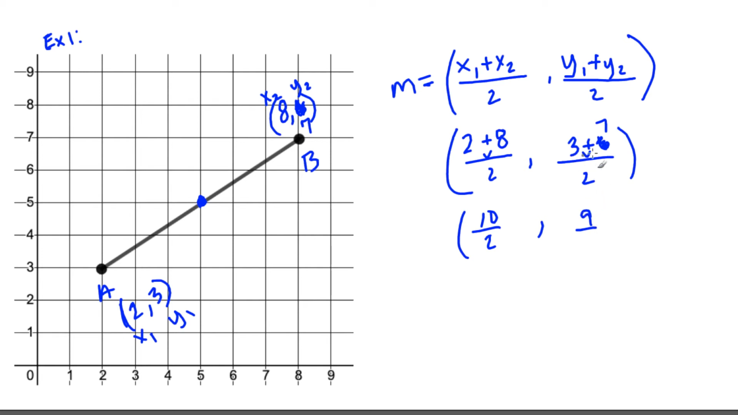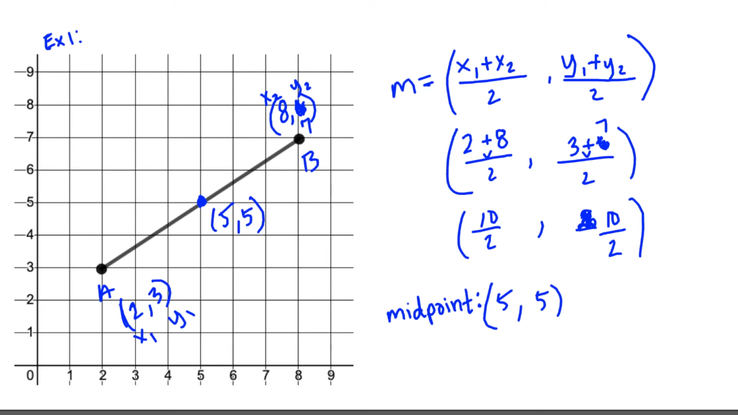And 3 plus 7 is 10. And 10 divided by 2 is 5, and 10 divided by 2 is 5. So this is the midpoint. I have to put MP for midpoint. That doesn't seem geometry friendly. I'll just write midpoint. And we can tell it's actually right here, like 5, 5.